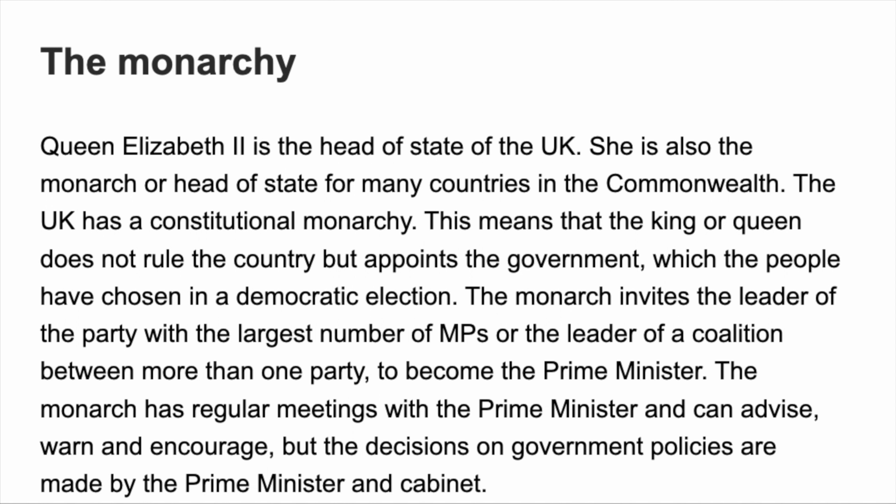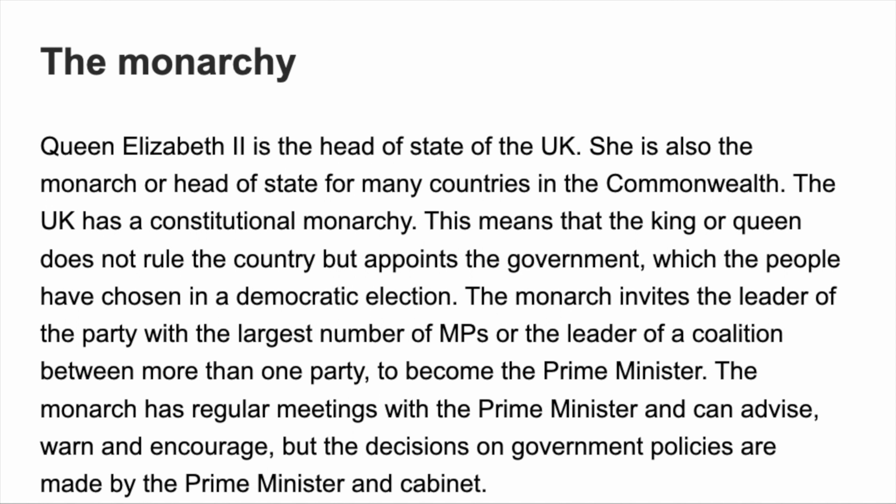The Monarchy. Queen Elizabeth II is the head of state of the UK. She is also the monarch or head of state for many countries in the Commonwealth. The UK has a constitutional monarchy. This means that the king or queen does not rule the country but appoints the government, which the people have chosen in a democratic election.